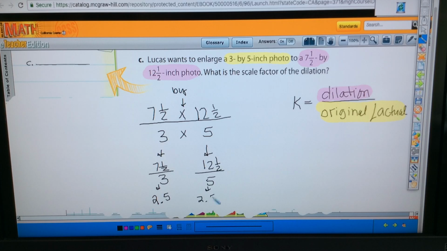It doesn't really matter which of these two you choose to do, you should get the same scale factor either way. So I know that this is going to be an enlargement of 2.5 times. So the scale factor here is going to be 2.5.